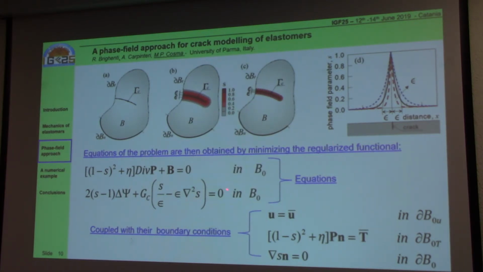Here are reported the equations of the problem: the linear momentum balance and the evolution of the phase field variable, of course coupled with the boundary conditions. Notice that these equations and also the boundary conditions are written in the reference configuration, and this is a most important detail to specify since we work in large deformation.